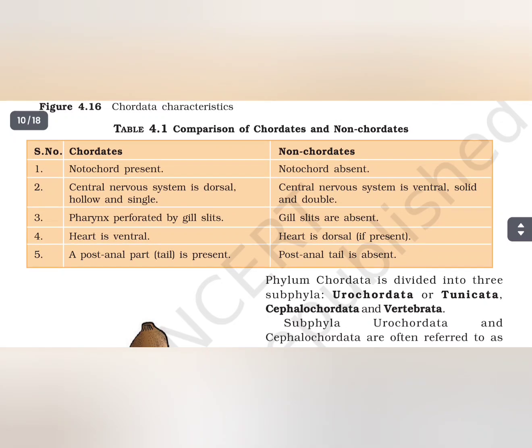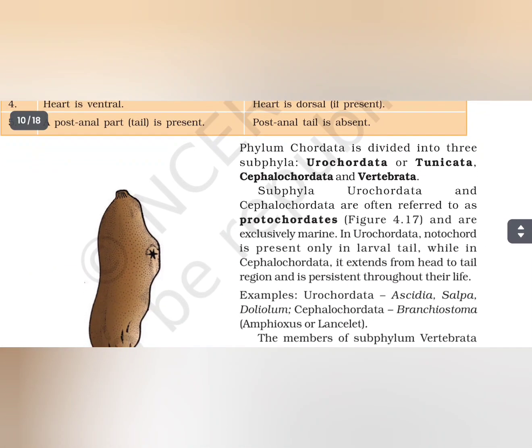Chordates: notochord present. Central nervous system is dorsal, hollow and single. Pharynx perforated by gill slits. Heart is ventral. A post-anal tail is present. Non-chordates: notochord absent. Central nervous system is ventral, solid and double. Gill slits are absent. Heart is dorsal if present. Post-anal tail is absent. Phylum Chordata is divided into three subphyla: Urochordata or Tunicata, Cephalochordata and Vertebrata.